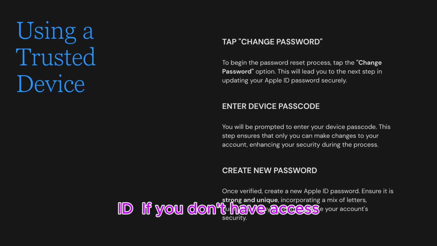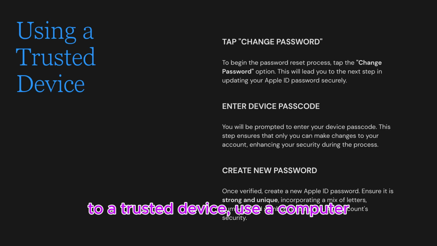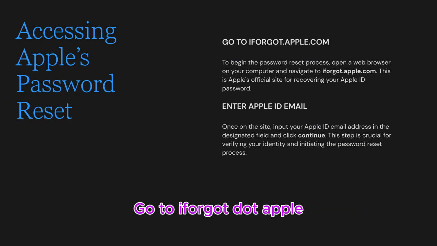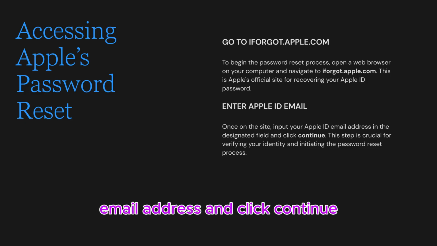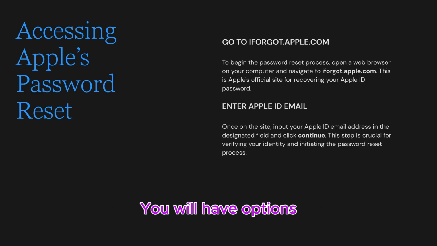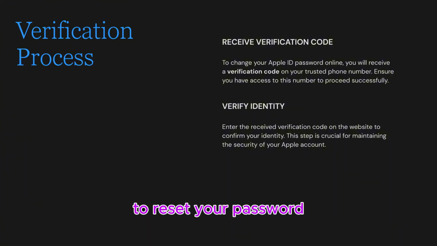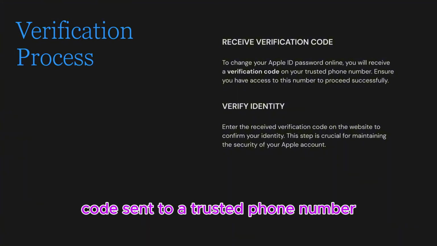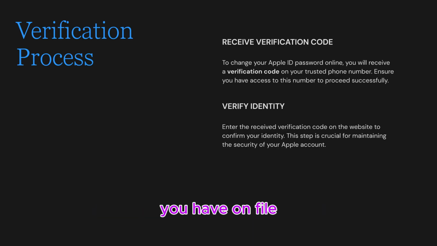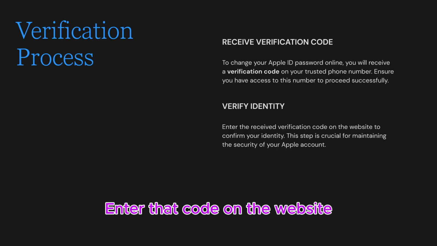If you don't have access to a trusted device, use a computer. Go to iforgot.apple.com in any web browser. Enter your Apple ID email address and click Continue. You will have options to reset your password. You can get a verification code sent to a trusted phone number you have on file. Enter that code on the website.